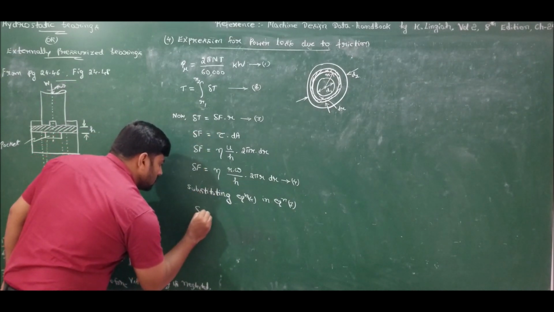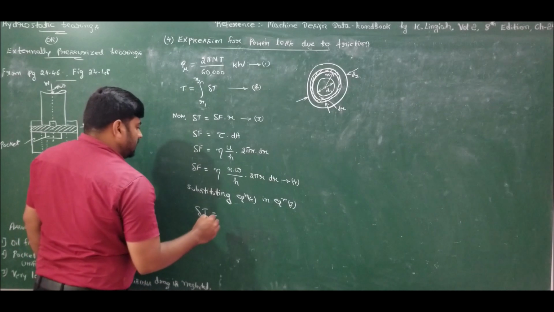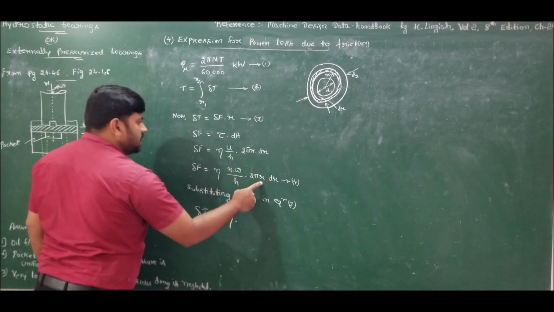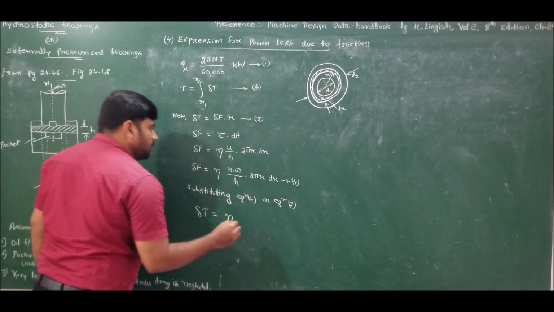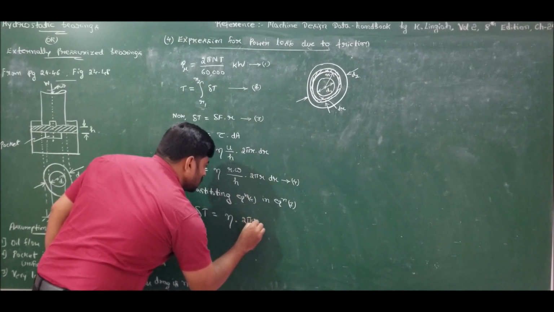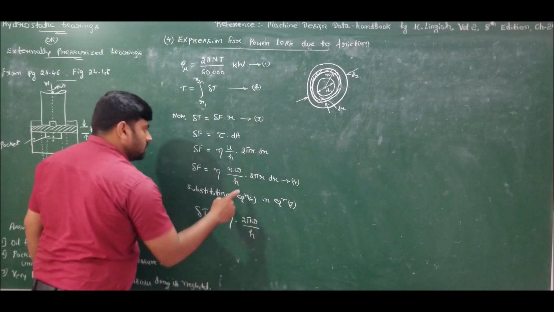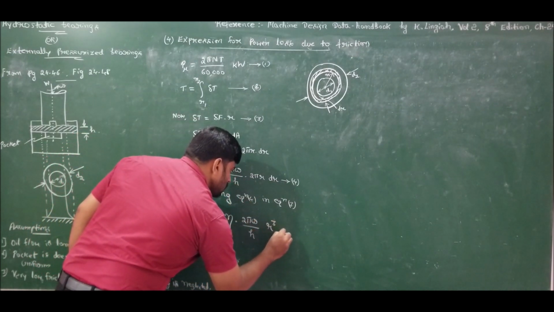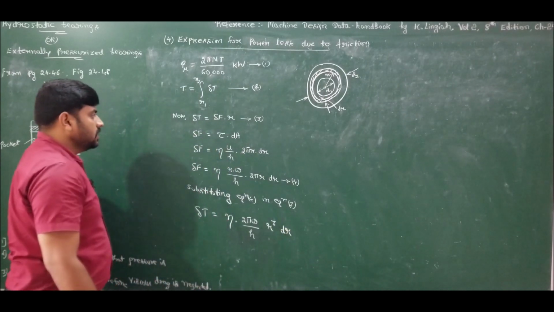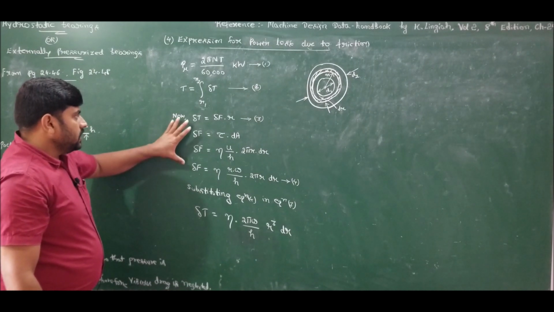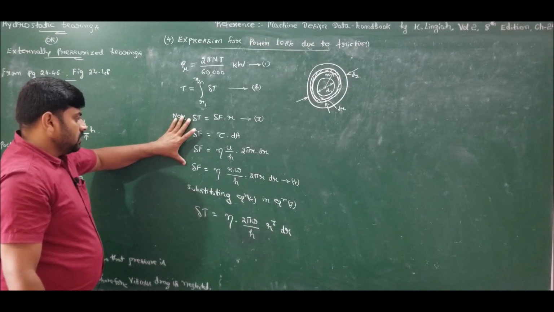I am left with the frictional torque delta T is equal to eta times R into R, which is R square, into R, which is R cube. So I'll get 2 pi omega by H into R cube dr. That is what I will get if I substitute equation 4 in equation 3.